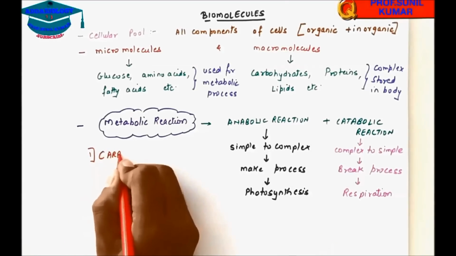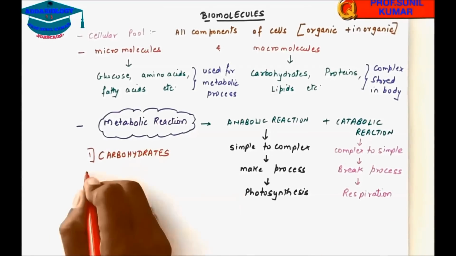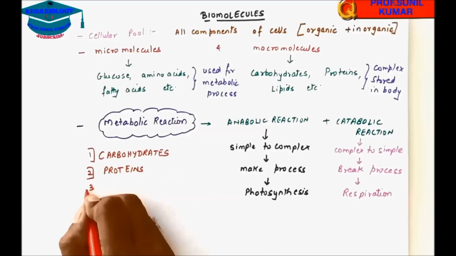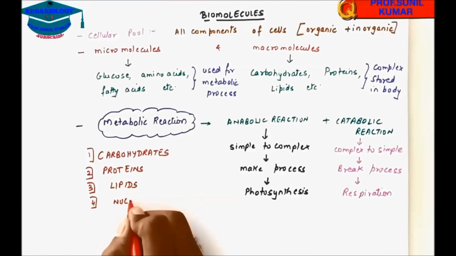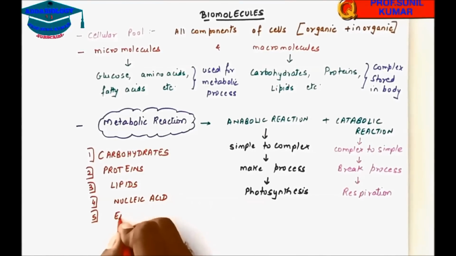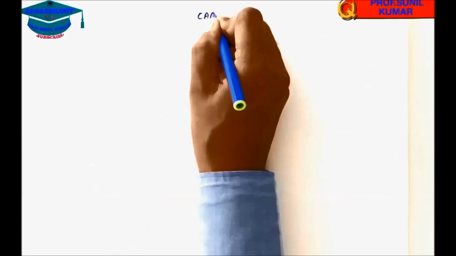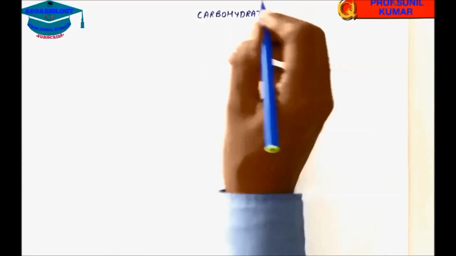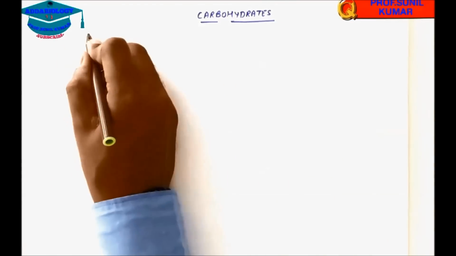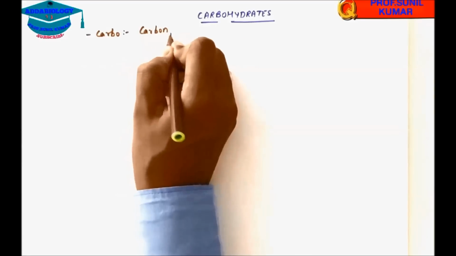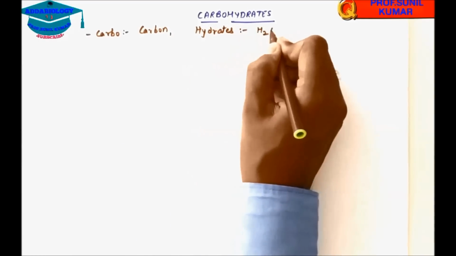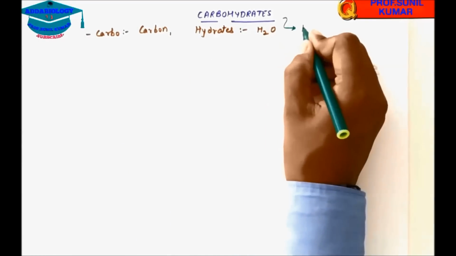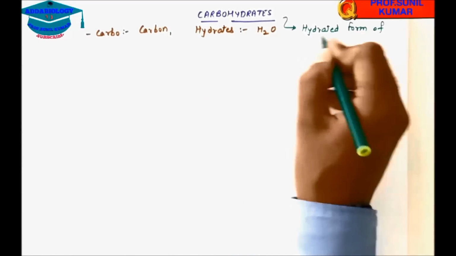In this we are going to study carbohydrates, proteins, lipids, nucleic acids, enzymes. These are all biomolecules found in the cell. Let's talk about carbohydrates. As the name suggests, it is carbohydrates. Carbo is for carbon and hydrate is for water. So the hydrated form of carbon is carbohydrate.